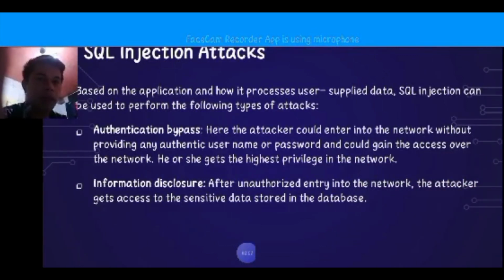So, SQL injection attacks. Based on the application and how it processes users' reply data, SQL injection can be used to perform the following types of attacks. Number one is authentication bypass. Here, the attacker could enter the network without providing any authentic username or password and could gain access over the network. He or she gets the highest privilege in the network. Next is information disclosure. After unauthorized entry into the network, the attacker gets access to the sensitive data stored in the database.